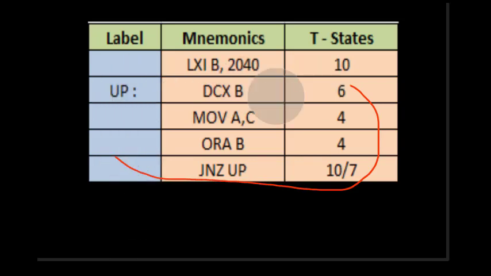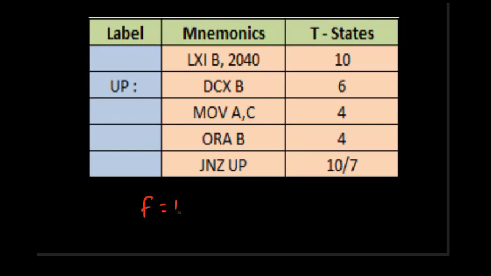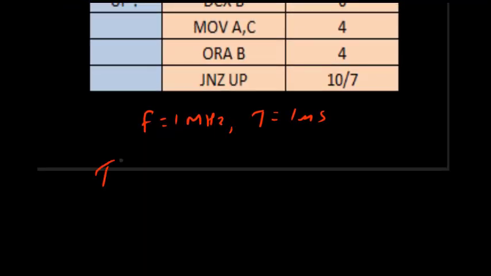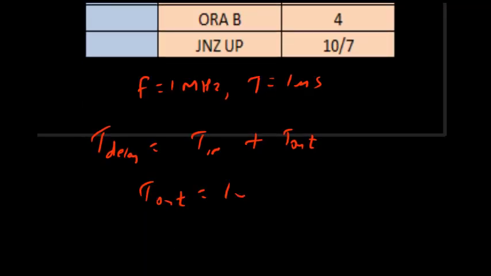Now, the same way, we'll do the calculation. Again here, if you want to do the calculation, suppose we consider the frequency again to be 1 megahertz. As we know, time t is 1 microsecond. Again, one instruction is outside the loop, so LXI B is outside the loop, so the total time delay is t in plus t out. So t out is actually just one instruction of 10 T states, so 10 into 1 microsecond, which is 10 microsecond.